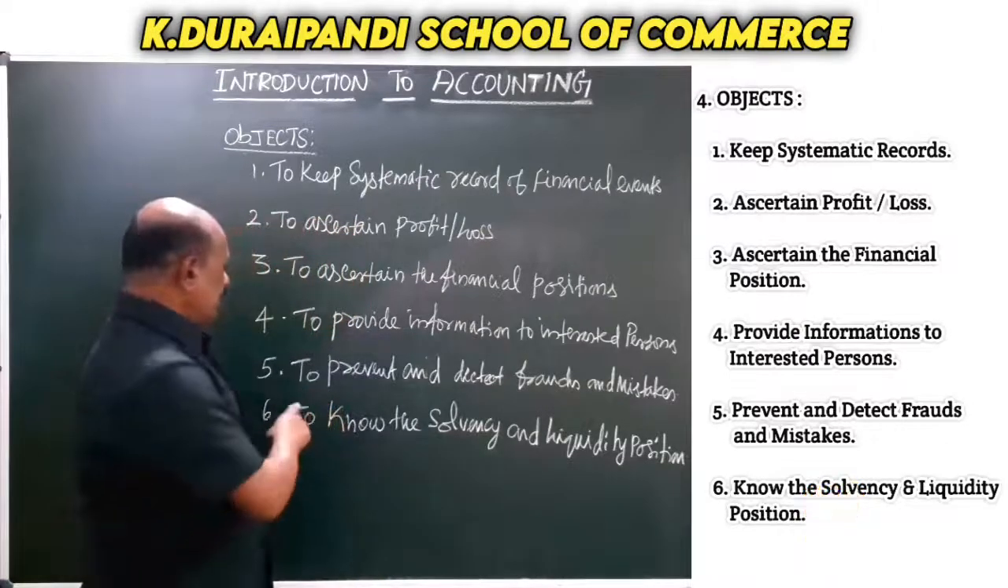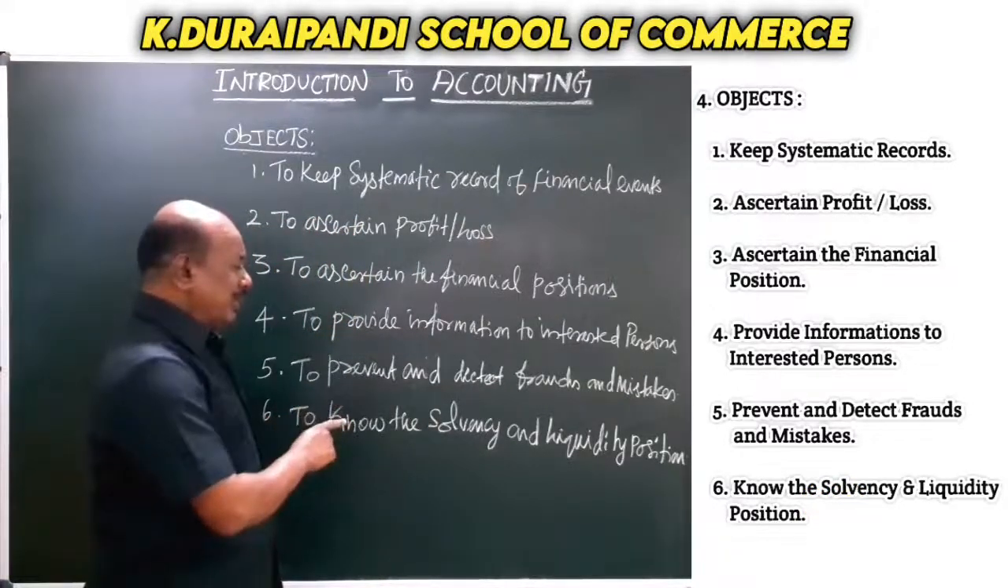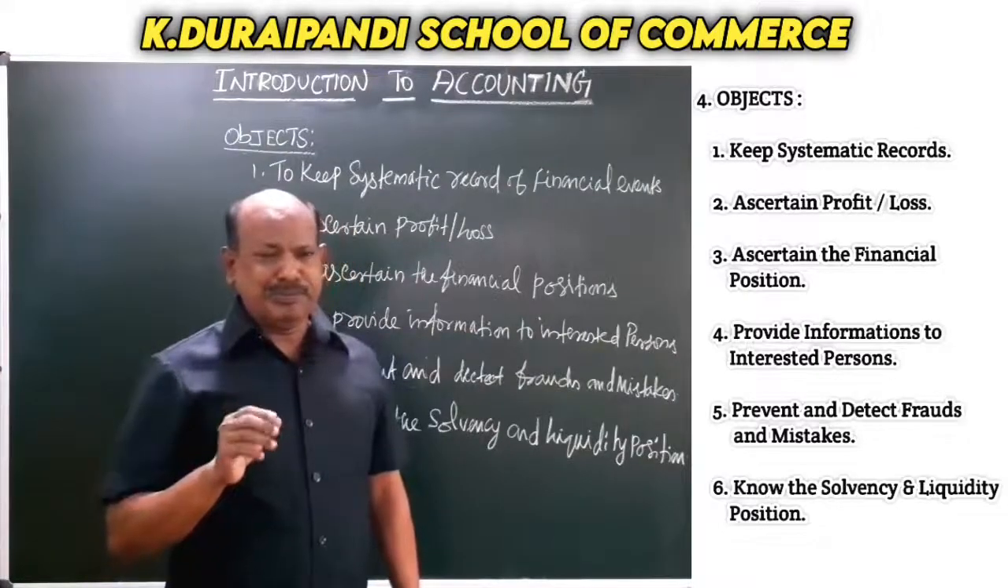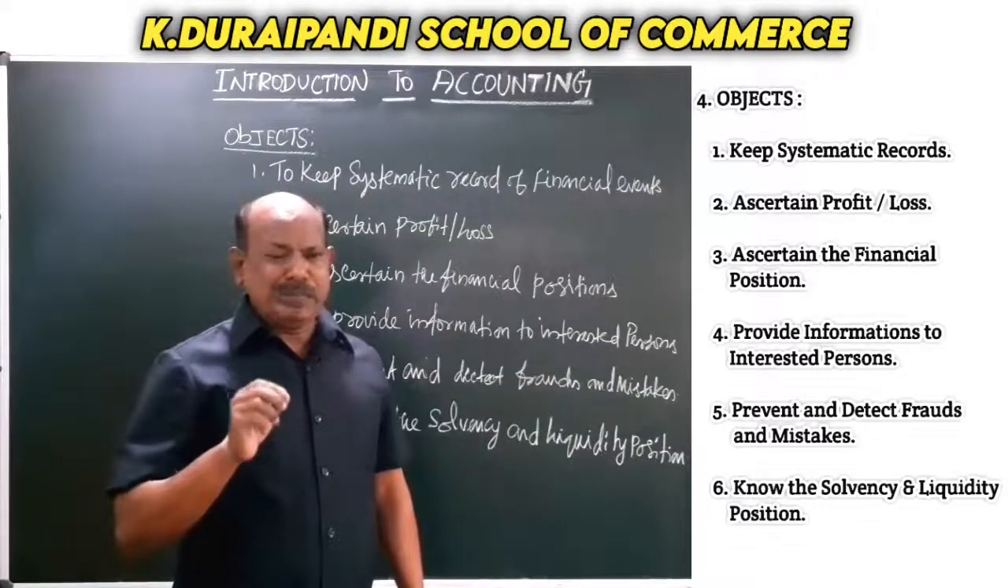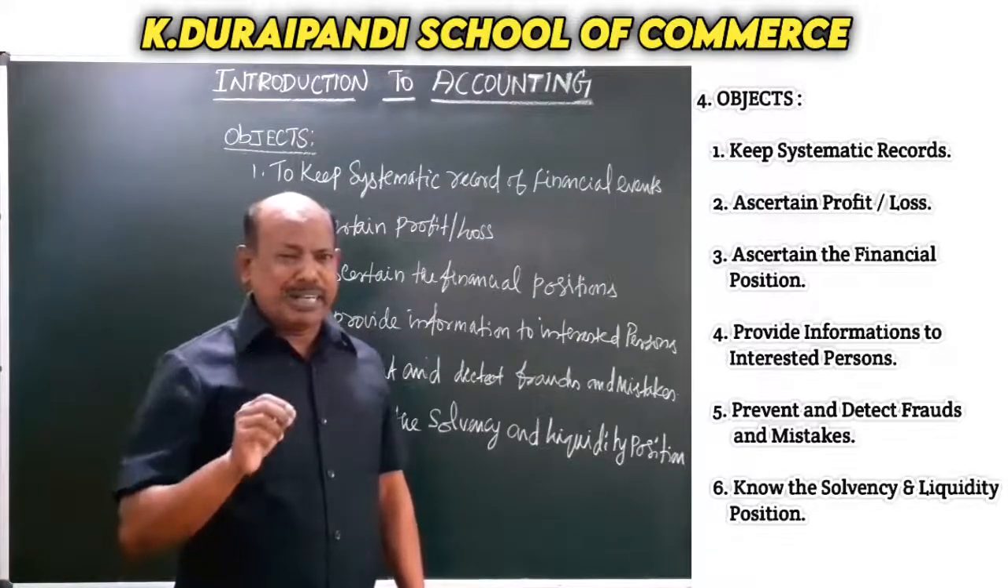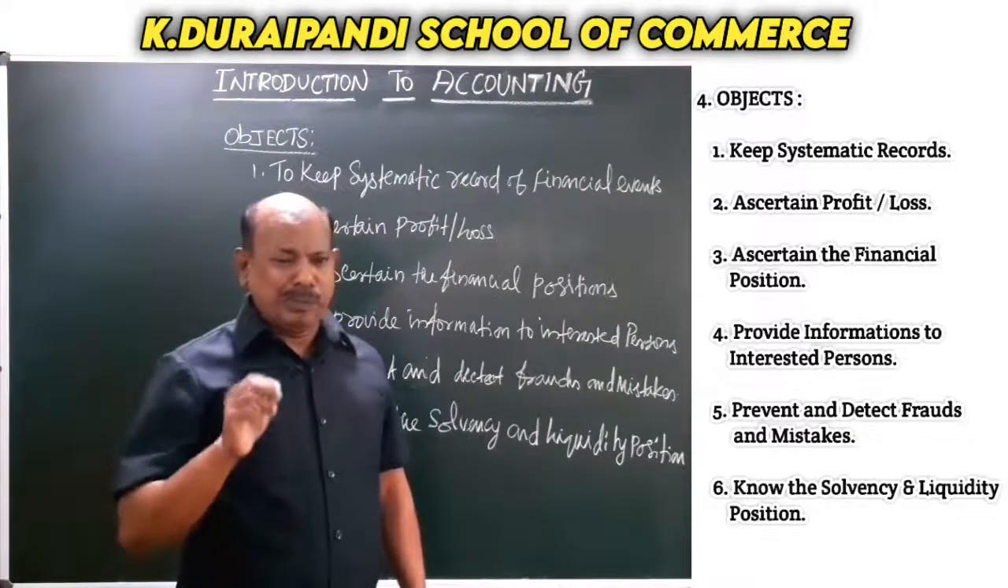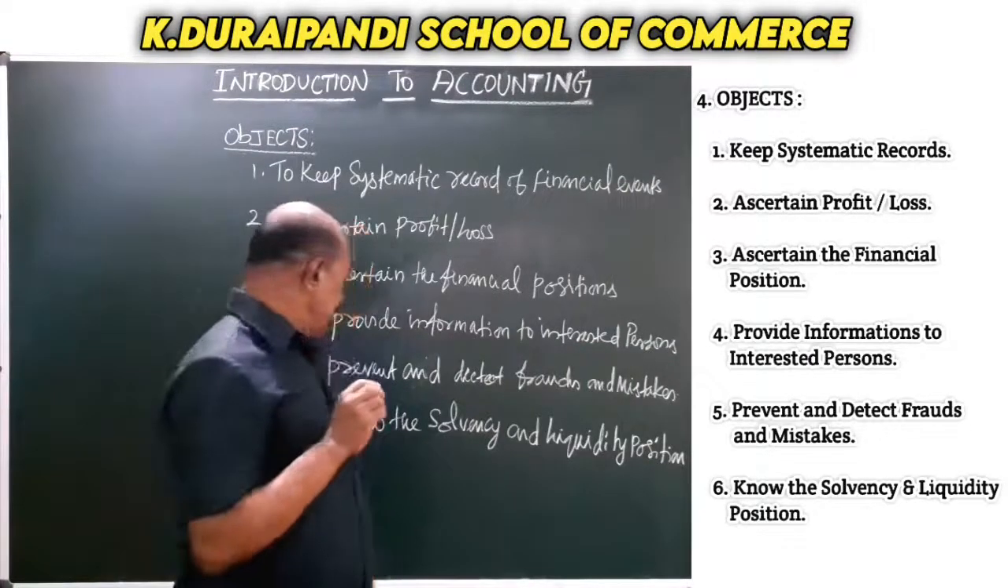The next object is to prevent and detect frauds and mistakes. Here the next object of accounting is to prevent or protect against frauds and errors or mistakes. That is possible with a proper accounting system.